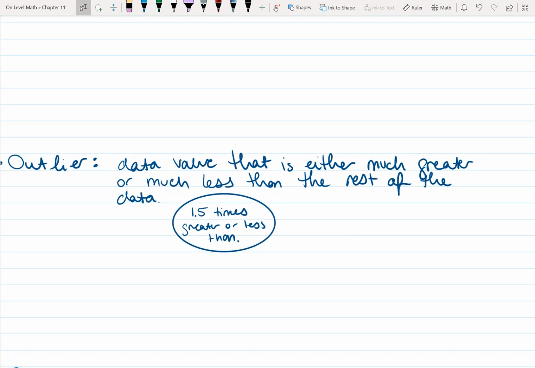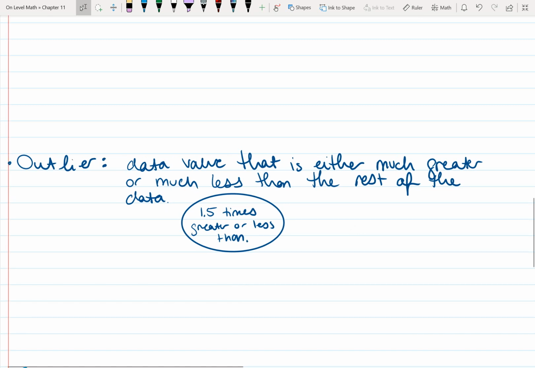Let's talk about an outlier. You really won't deal much with outliers in your homework, but if you are looking at a data set and one of the numbers is super big or super small compared to the rest of the numbers, that is considered an outlier.